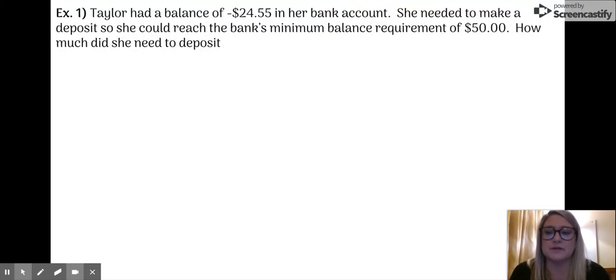So the first example we have is Taylor had a balance of negative $24.55 in her bank account. She needed to make a deposit so she could reach the bank's minimum balance requirement of $50. How much does she need to deposit?